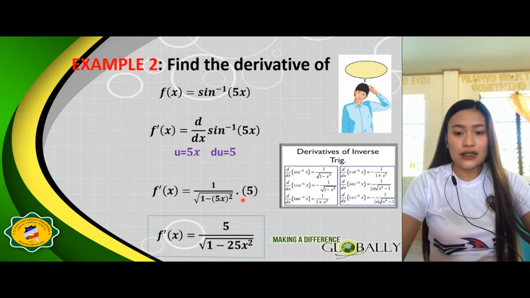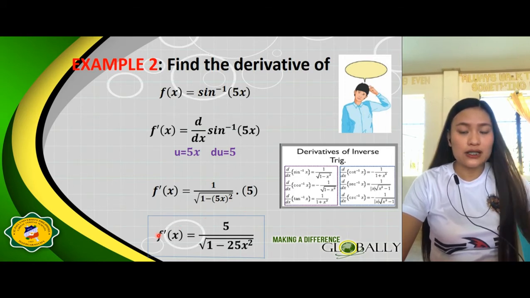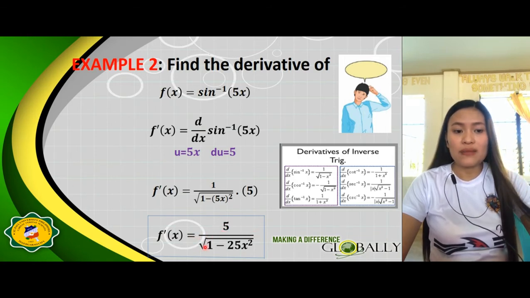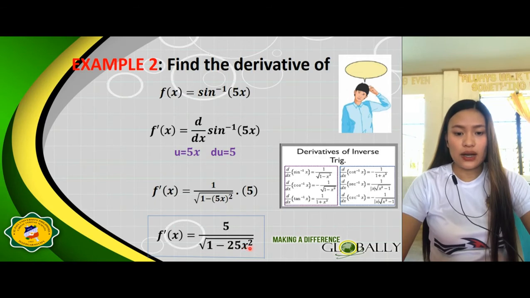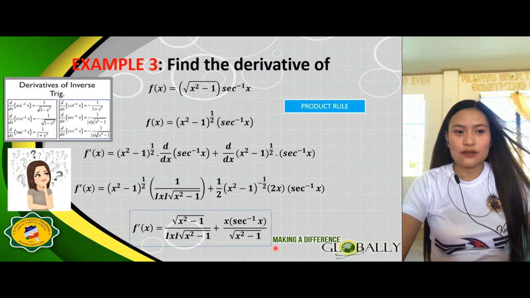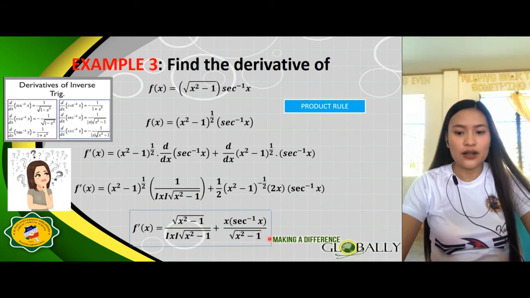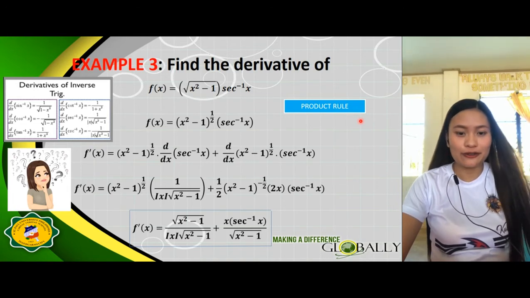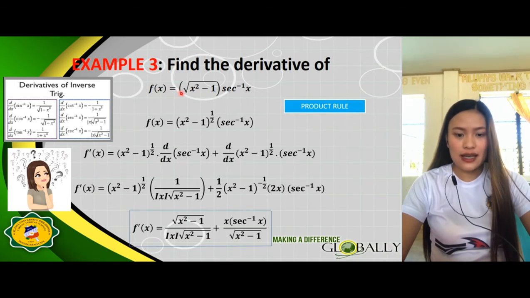Now, if you want to further simplify your derivative, it will turn out to be f prime of x is equal to 5 over the square root of 1 minus 25x squared. Okay? Now, the third example seems a little bit complicated compared to the other two because here we are using the product rule and we are going to find the derivatives of two functions, which are f of x and g of x. Okay?